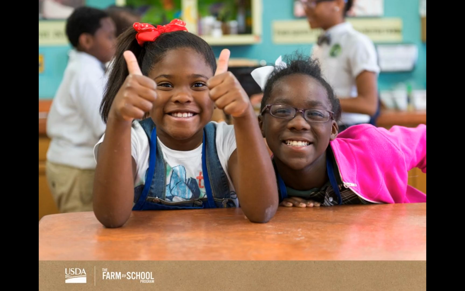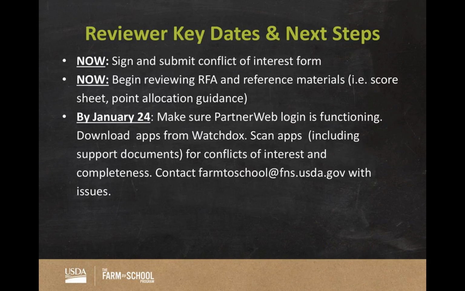We are almost through. So I wanted to just quickly recap next steps. You all have had a lot of information thrown at you. So if you have it, please sign and submit your conflict of interest form to the Farm to School inbox. Also, what you want to be doing now is reviewing the RSA, just skim it, and definitely taking a look at the reference materials.